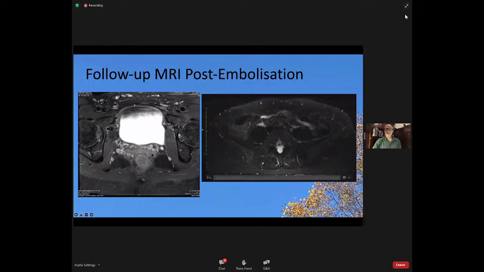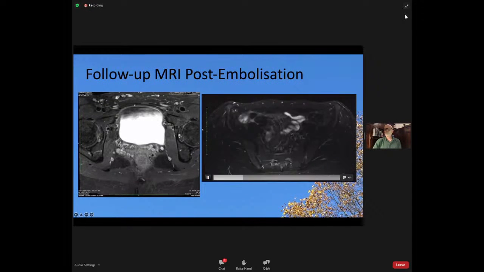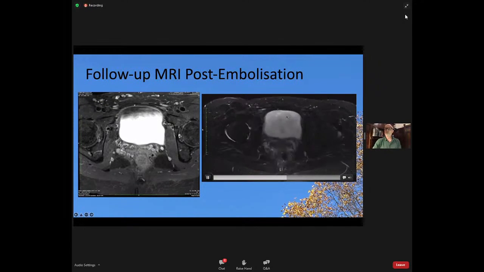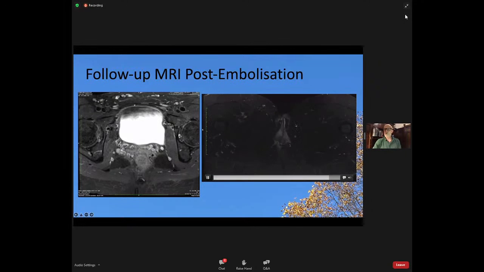And what we can see is that on the completion MR, there's a resolution of quite a bit of the veins that were in and around the pelvis prior to embolization.